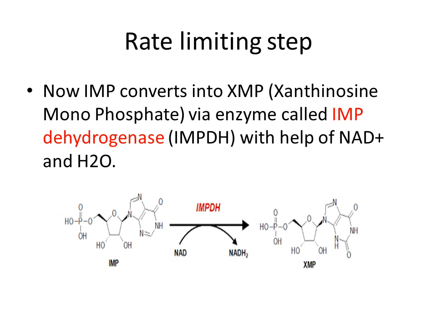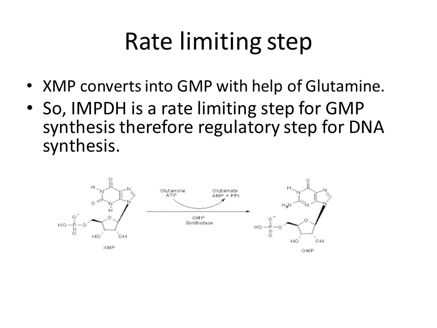Now we will see the rate limiting step of purine synthesis. Now IMP converts into XMP, xanthosine monophosphate, via an enzyme called IMP dehydrogenase or IMPDH with the help of NAD plus and H2O. Here you can see the reaction of IMP converting into XMP with the enzyme IMPDH. There are certain IMPDH inhibitors that will stop the reaction, and we will see that in my next video. Now XMP converts into GMP with the help of glutamine. So IMPDH is the rate limiting step for GMP synthesis, therefore a regulatory step for DNA synthesis.